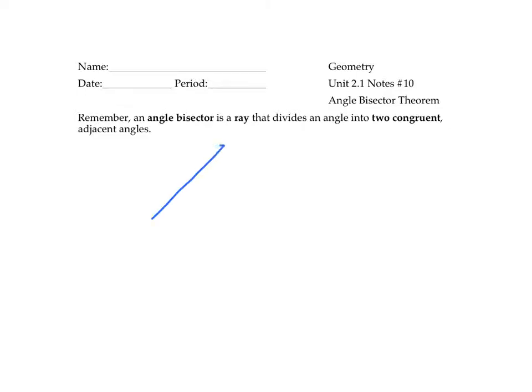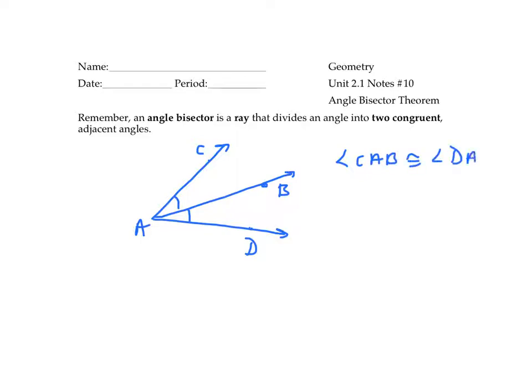So if we take a look at an angle, and then we see a ray, and we'll call that ray AB, we'll know that it's an angle bisector if these two angles are marked congruent to each other, or if we have something in writing that says that angle CAB is congruent to angle DAB. So again, an angle bisector is a ray that divides an angle into two congruent adjacent angles.